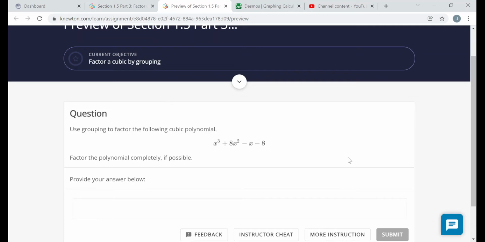All right. So we're asked to use grouping to factor the following cubic polynomial. Factor the polynomial completely if possible, so you factor till you can't factor anymore over the integers. That means write factors that still have coefficients that are integers. Anyway, so back to a piece of paper, and I'll write out the polynomial they gave us here.